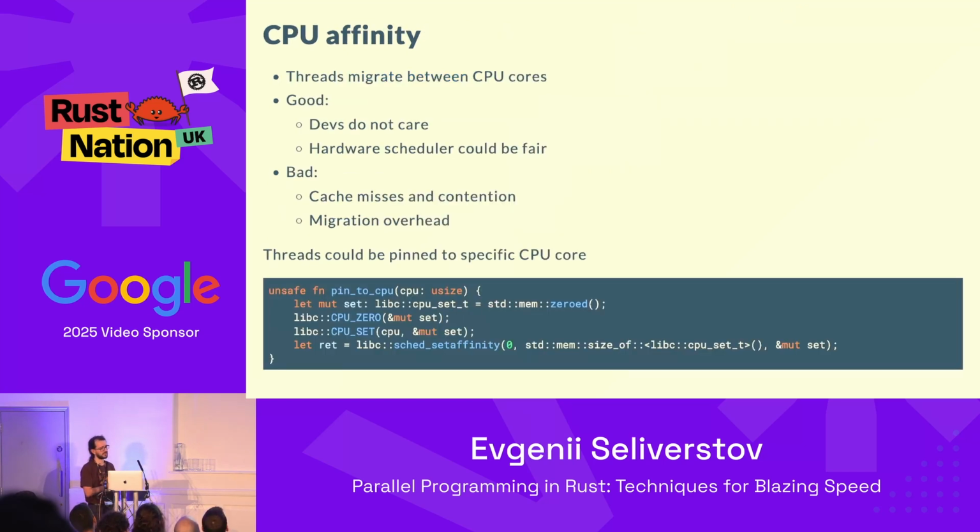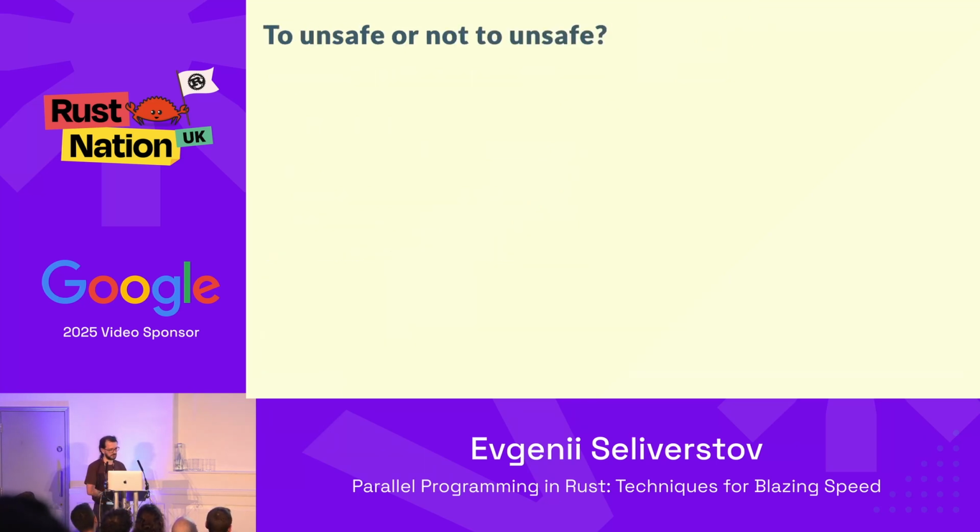And the difference is that threads could migrate between cores. It's really good because developers don't actually care about how the hardware scheduler works. But the bad thing, we can experience cache misses and contention. And for example, let's start with simple code, how to pin a thread to a CPU to get CPU affinity. We go to libc, we call set affinity. So yeah, looks nice, but unfortunately, we need to write unsafe code. So do we need to stay performant or safe?